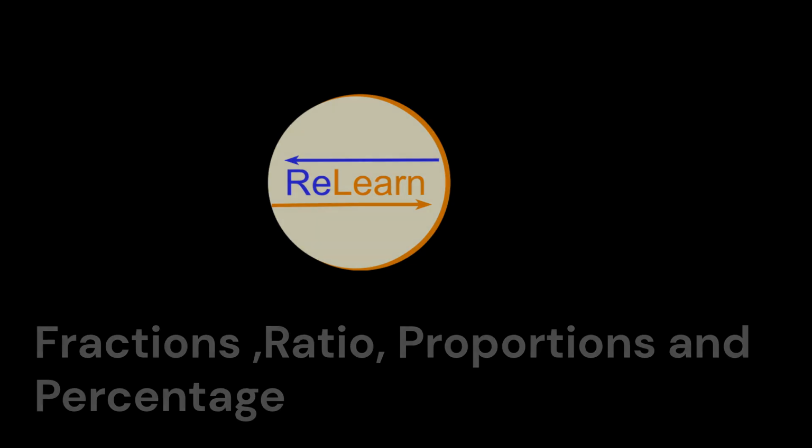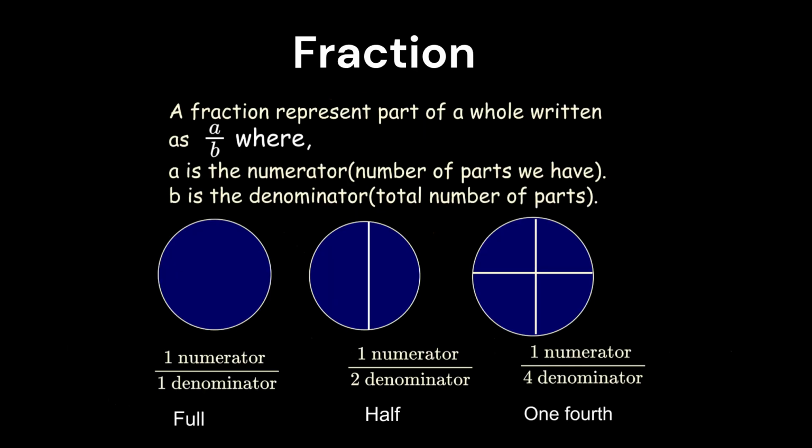Relearn. Fractions, ratios, proportions, and percentage. A fraction represents part of a whole, written as A upon B, where A is the numerator, the number of parts we have, and B is the denominator, the total number of parts. Based on the numerator and denominator, there are different types of fractions.